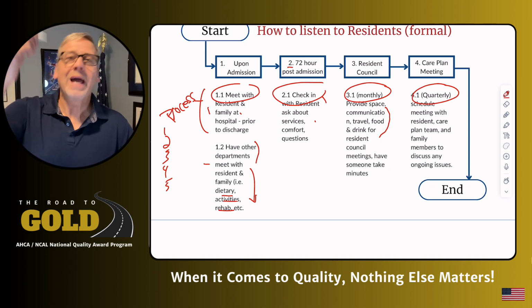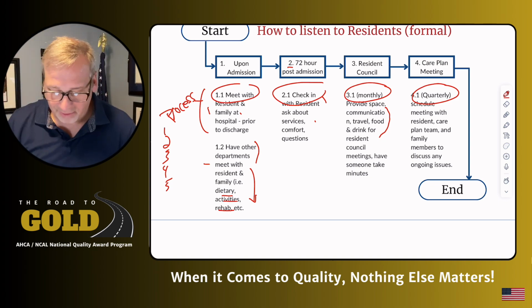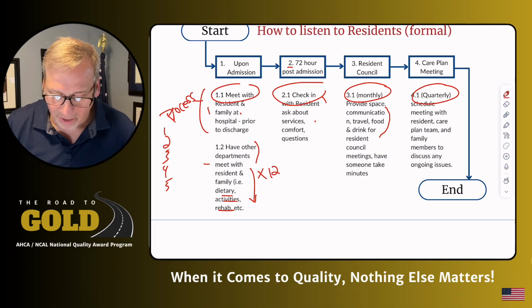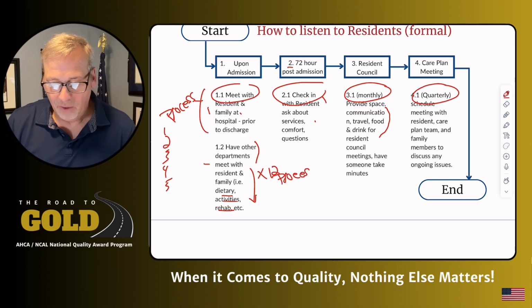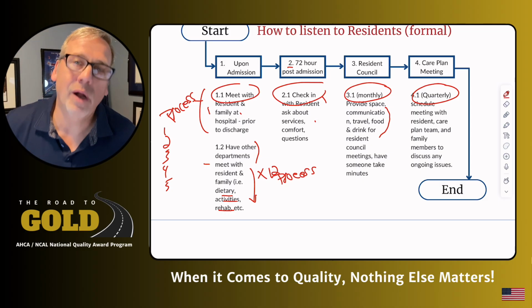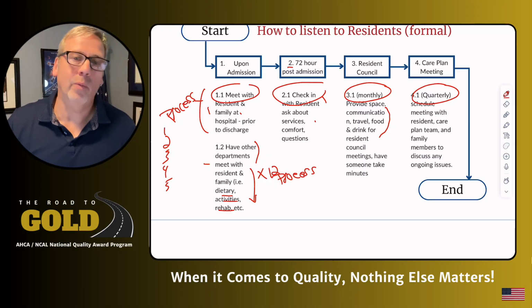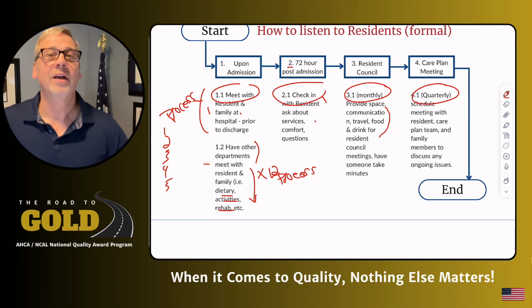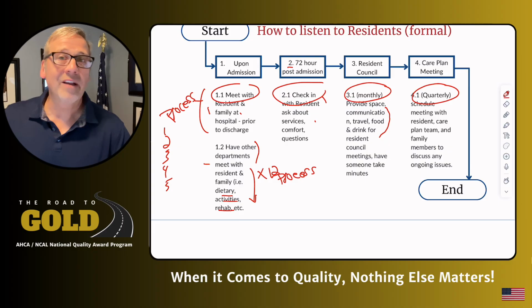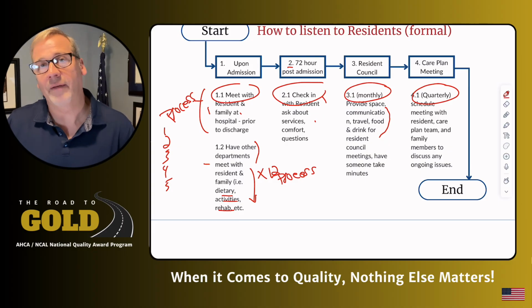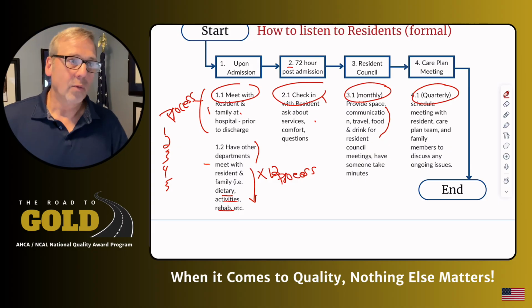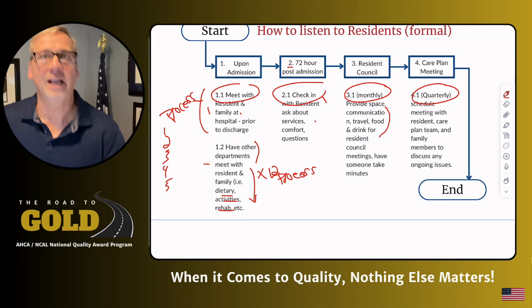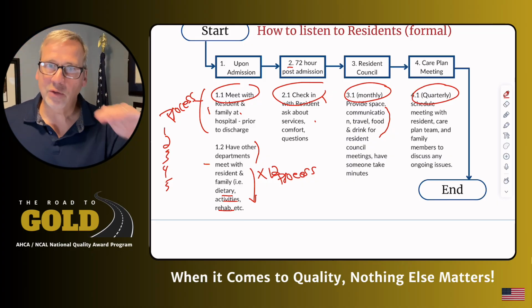So we had to come up with times 12 processes. Why 12? Because we have 12 department heads. We have 12 people we want to go in and meet with the family member or the new resident upon admission within that first 72-hour window. So we had to create 12 more processes spelling out each way.